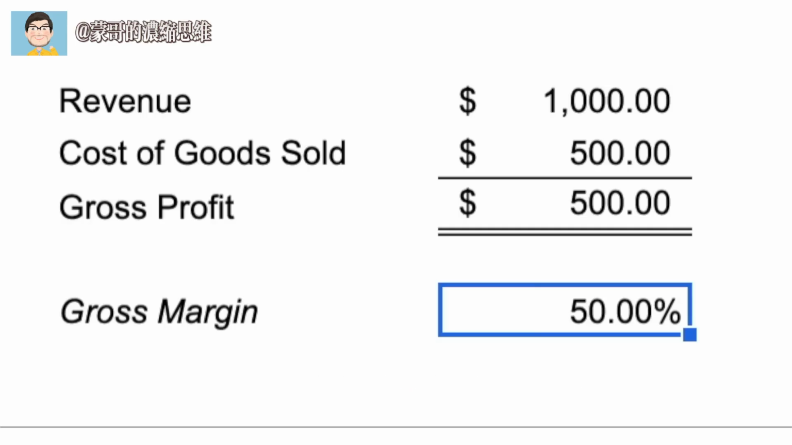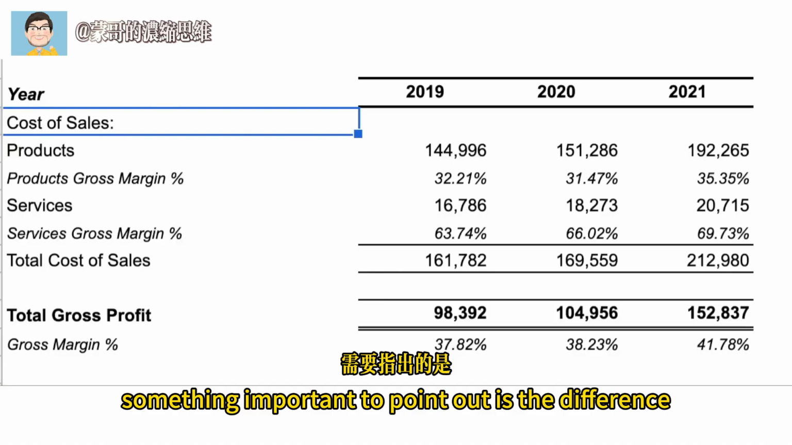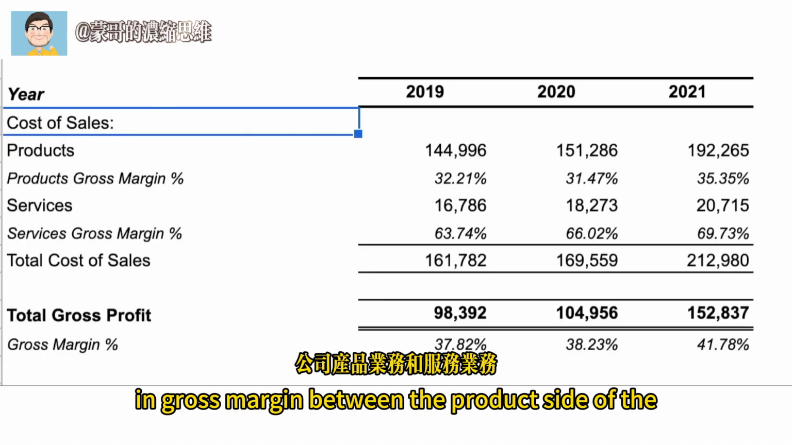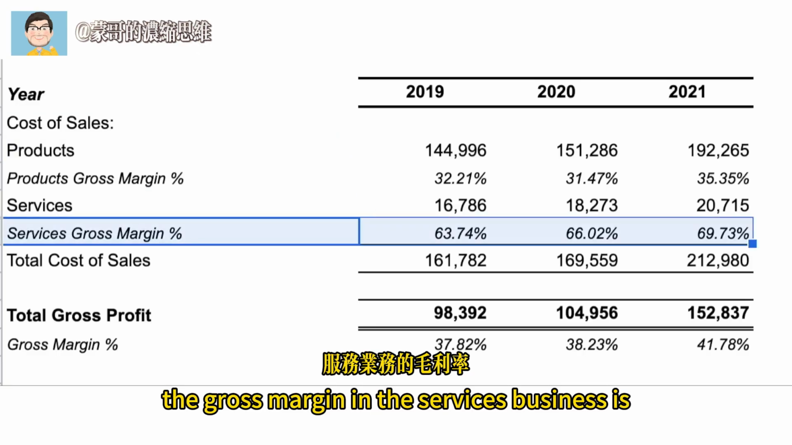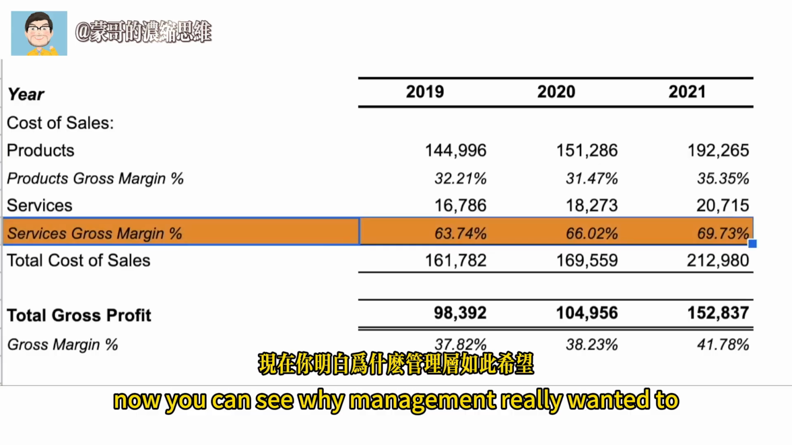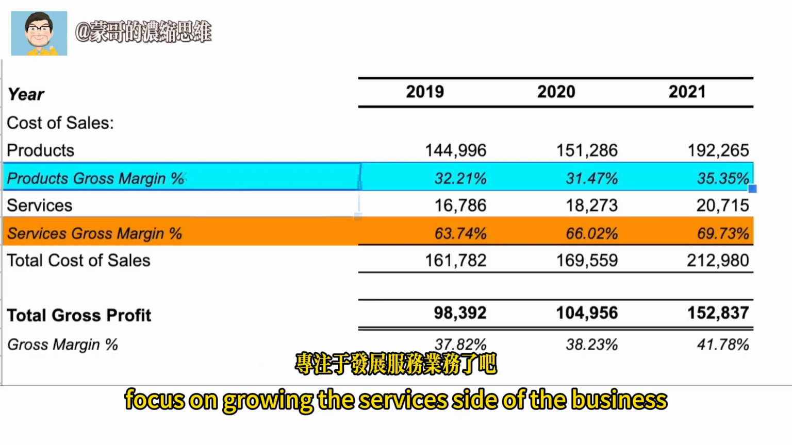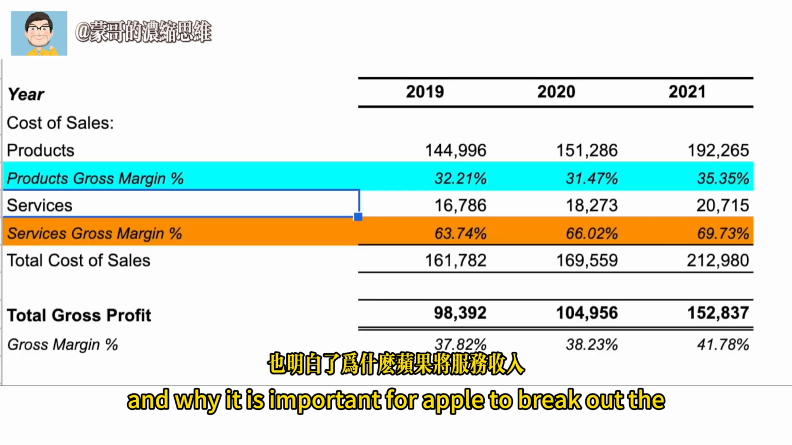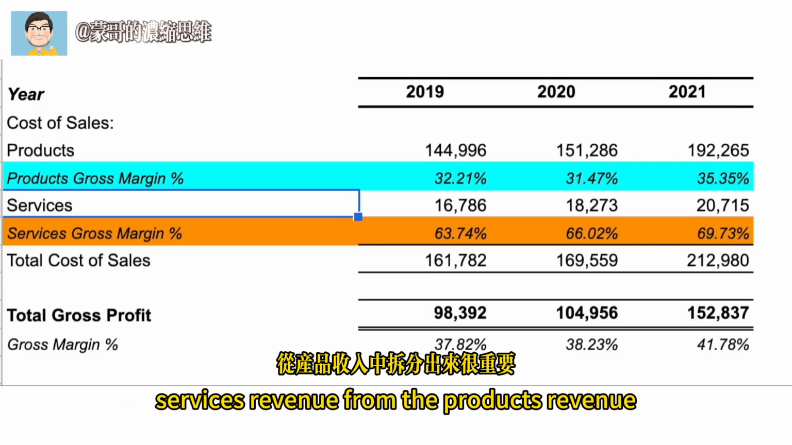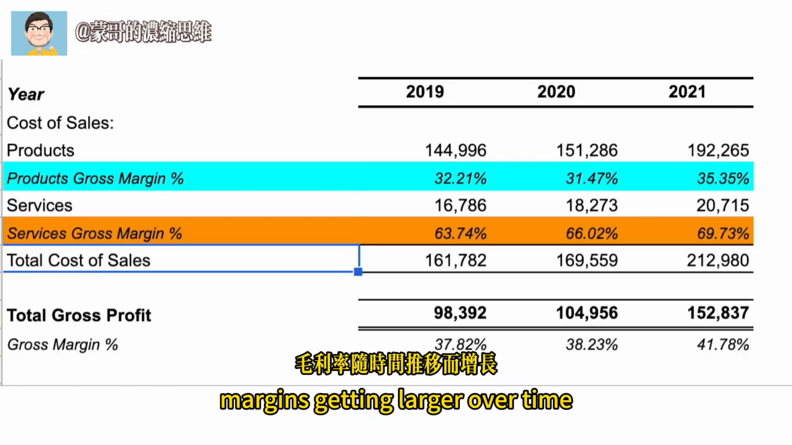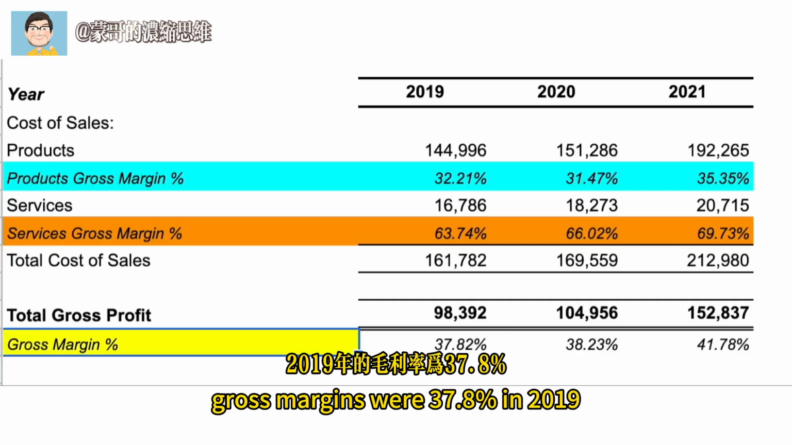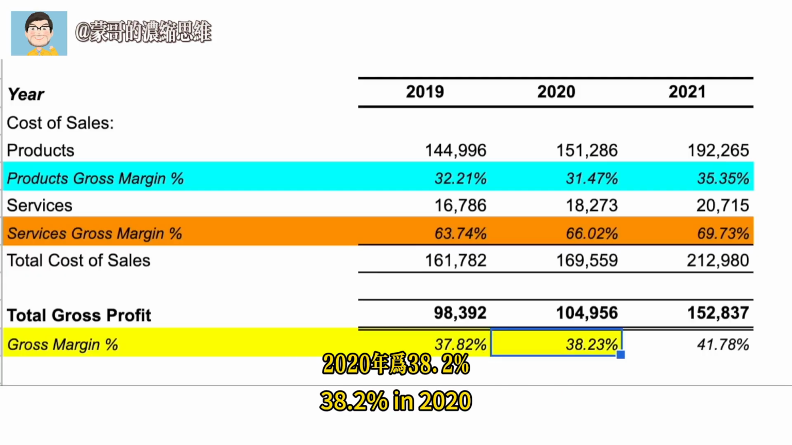Now that we understand this concept, something important to point out is the difference in gross margin between the product side of the business and the service side of the business. The gross margin in the services business is almost double that of the products business. Now you can see why management really wanted to focus on growing the services side of the business and why it is important for Apple to break out the services revenue from the products revenue. As an investor, you generally want to see gross margins getting larger over time. This is the case with Apple. Gross margins were 37.8% in 2019, 38.2% in 2020, and 41.8% in 2021.